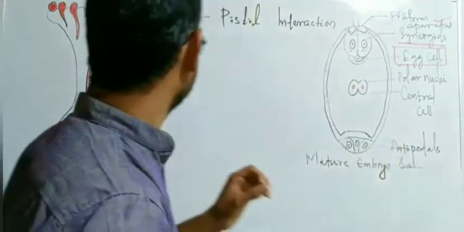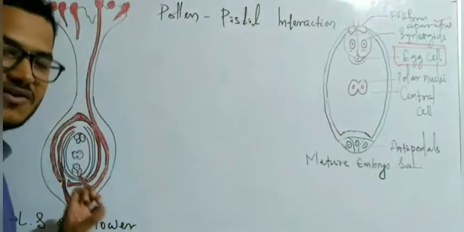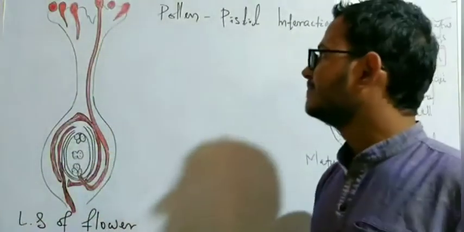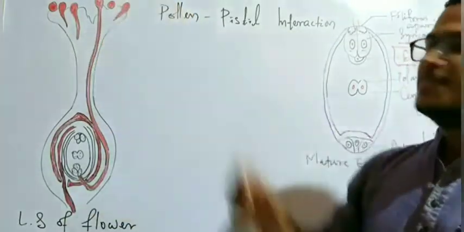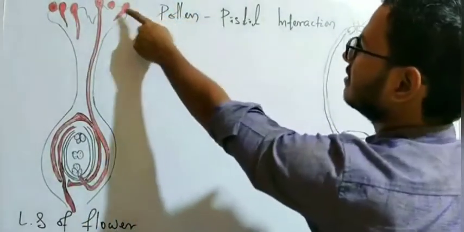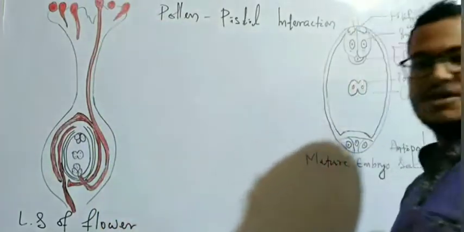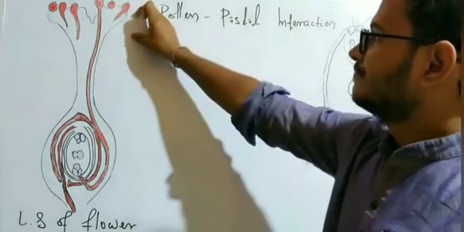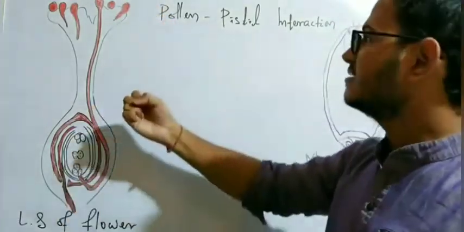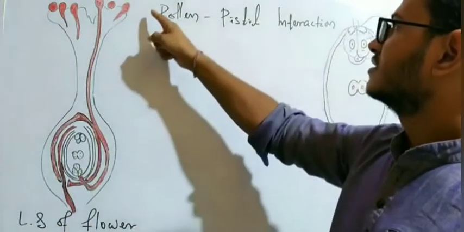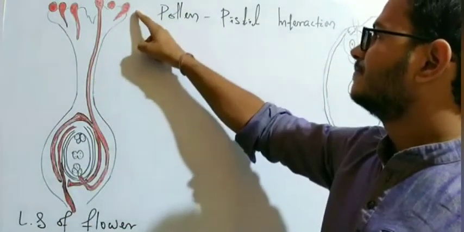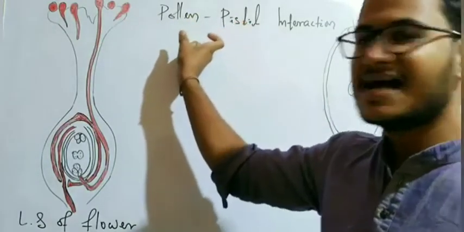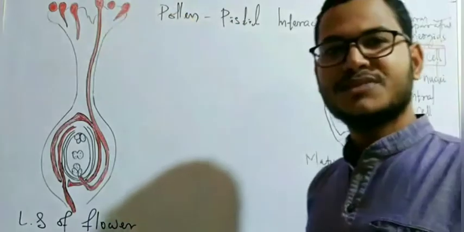So here we have the diagram, the longitudinal section of a flower. Here we can easily see the germinated pollen grains present at the stigma region of the pistil, because we know that the female reproductive part, the pistil, has three parts: the stigma, where the pollen grain lands, then the style, and the ovary. The stigma receives the pollen grain, so the pollen-pistil interaction is seen at the surface of the stigma.